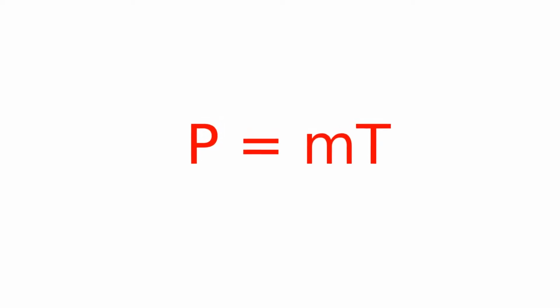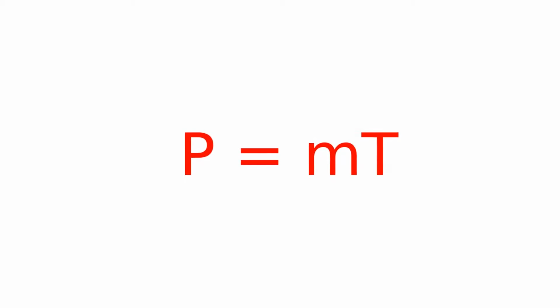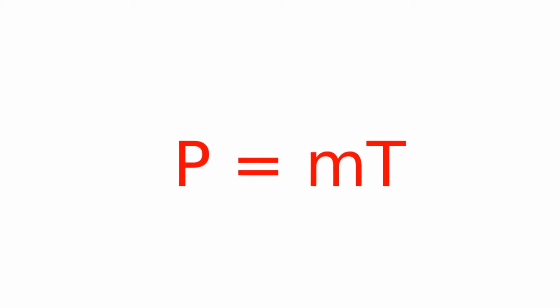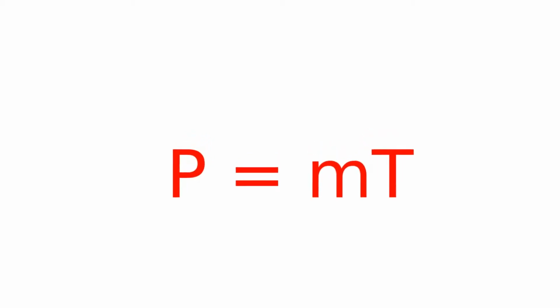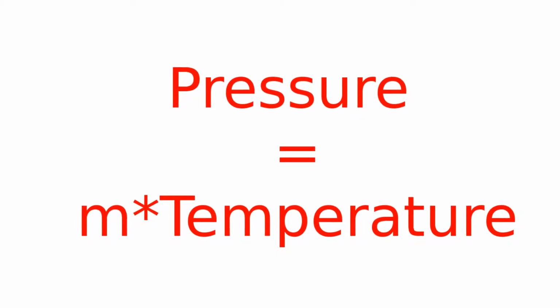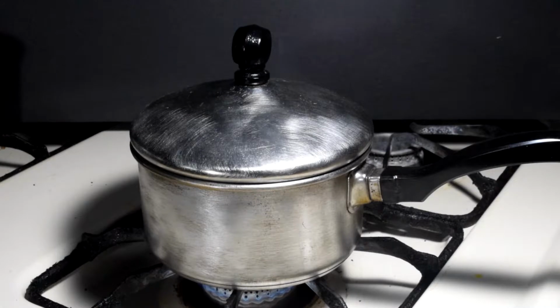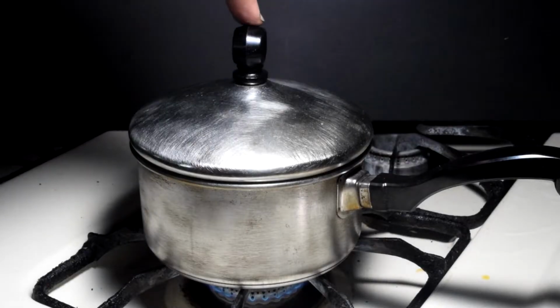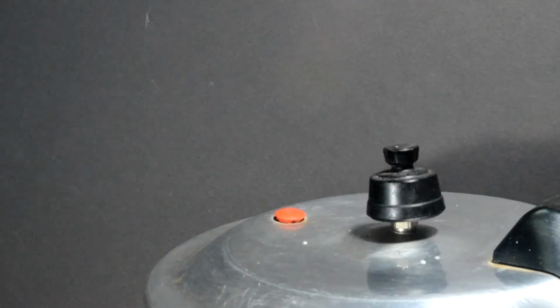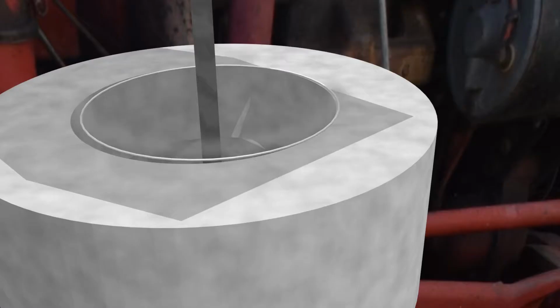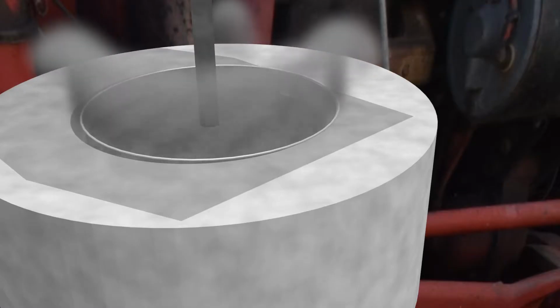If the volume is constant, the pressure is related to the temperature by P equals mT. In computer form, that is, pressure equals m star temperature. The problem is getting the gas to stay behind the piston. Any tiny gap between the piston and cylinder will leak gas and rob the engine of power.